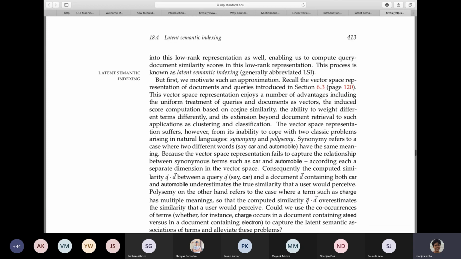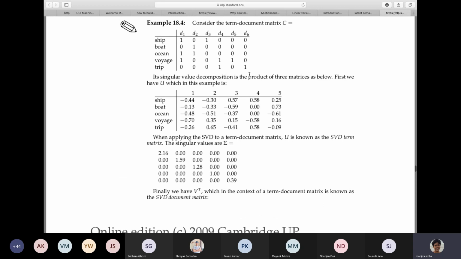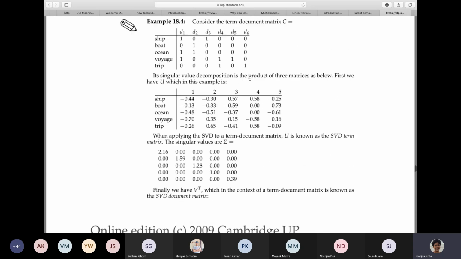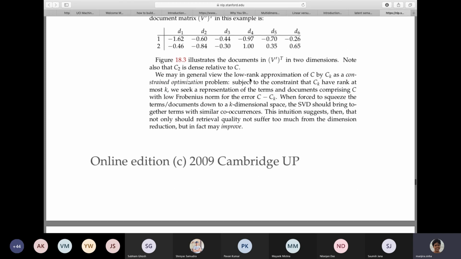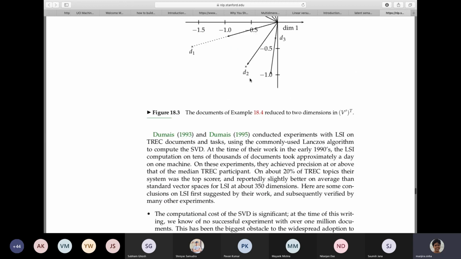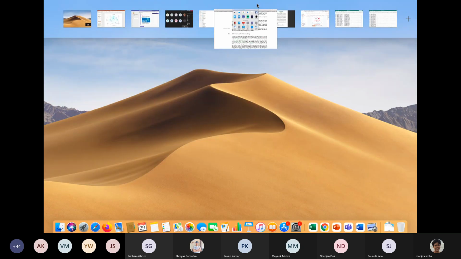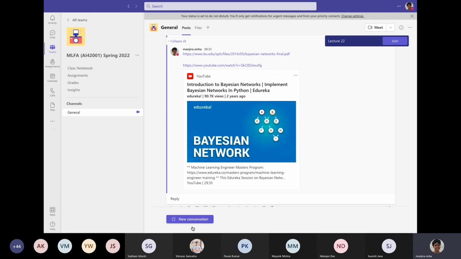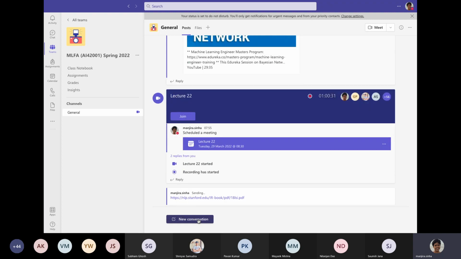It also shows how we can use this in latent semantic indexing for our text data, how it actually extracts the latent semantic relationships and the relationships between concepts. So just have a go through it. You will not understand all the mathematics, but I am sure the way this chapter is written, you will be able to understand the basic concept. I'm just posting it in the general channel, not in the class material.